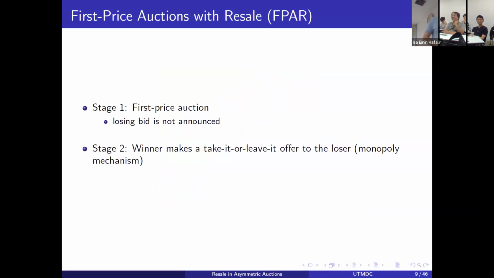All right. So now let us go to our context of modeling first price auctions. Second price auctions will be easier later. So we start with first price auctions with resale.